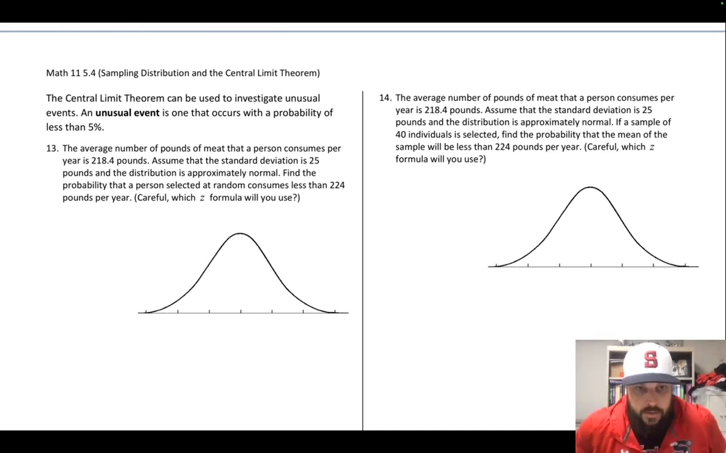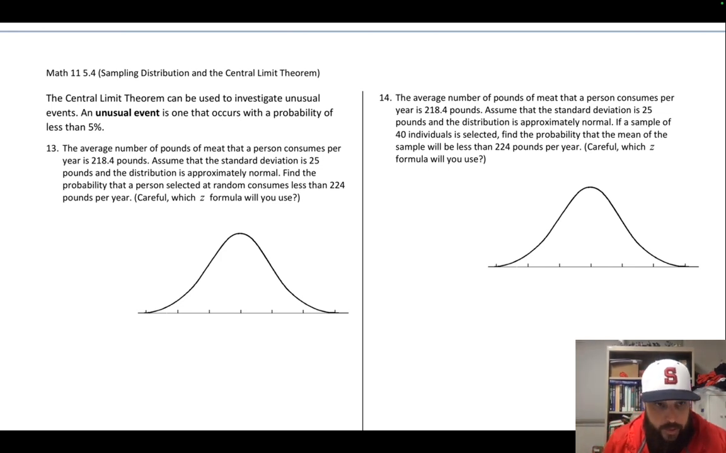All right, so let's look at those last couple of problems here. So the central limit theorem can be used to investigate unusual events. An unusual event is one that occurs with a probability of less than 5%. So let's look at our first problem here.